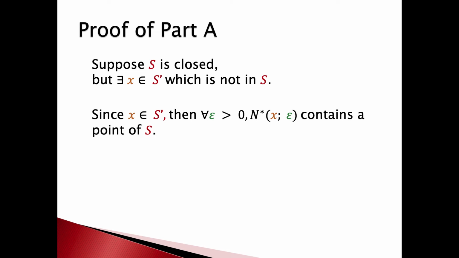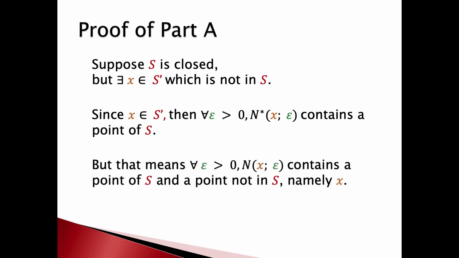Okay, so since we have a point which is an accumulation point and not in S, the advantage of doing a proof by contradiction is we've got a lot of stuff to work with. We're assuming that S is closed, and there is this point which is an accumulation point and not in S. That tells us a lot of stuff because if X is an accumulation point, then that means that for every epsilon, this little deleted epsilon neighborhood contains a point in S. Okay?